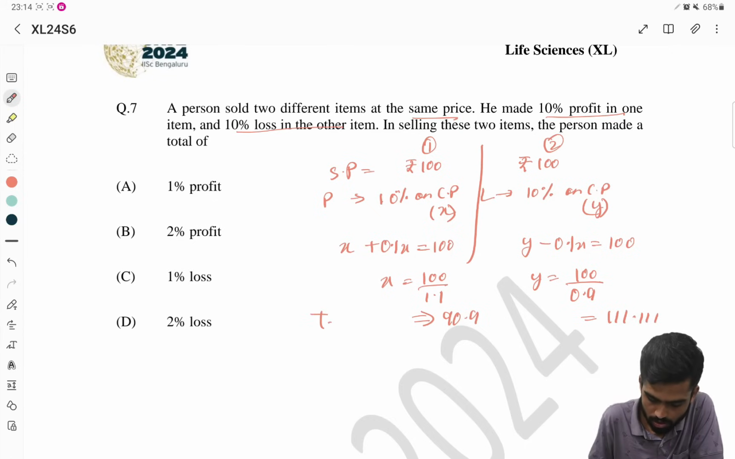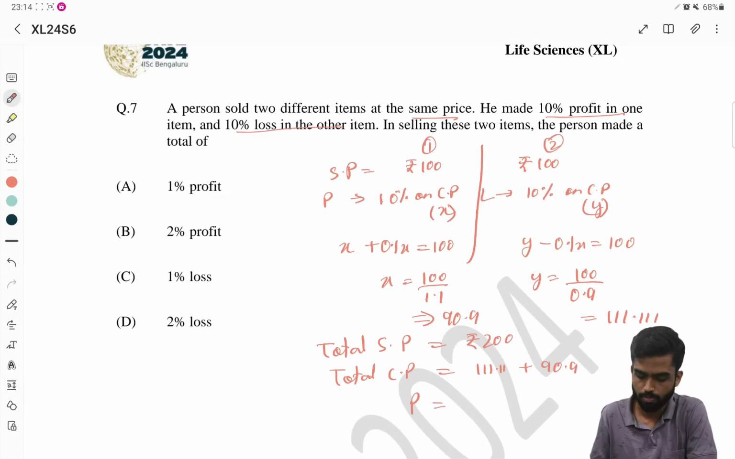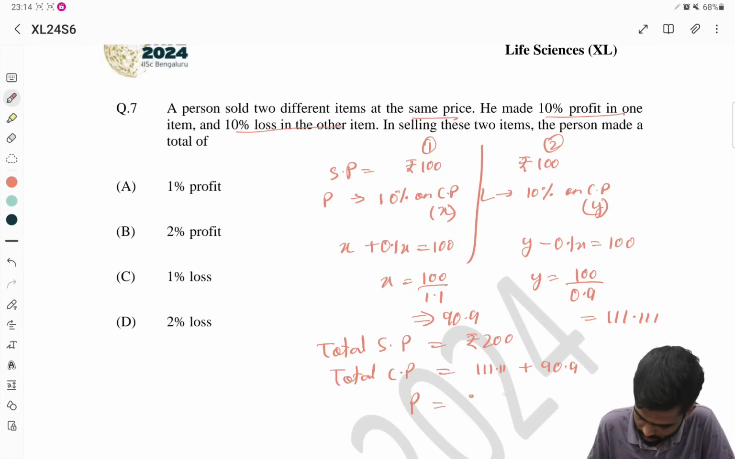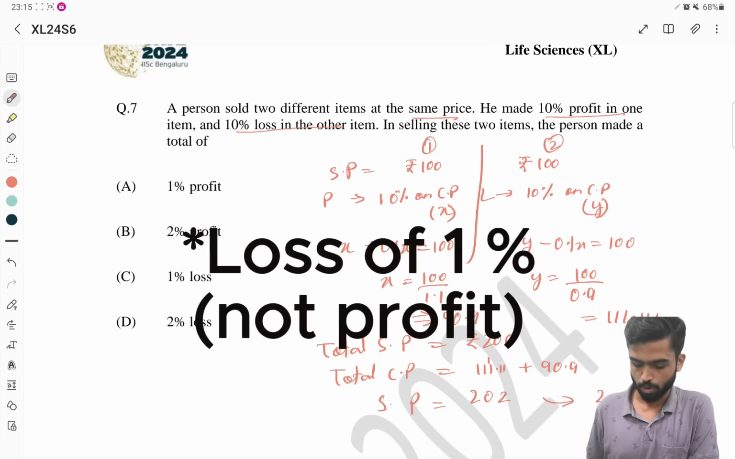Now we also know this is the cost price. So for his entire business, the total selling price is rupees 200, 100 plus 100, but the total cost price is 111.11 plus 90.9, which is 202. So the final cost price is 202, and that means there has been a loss of 2 rupees.